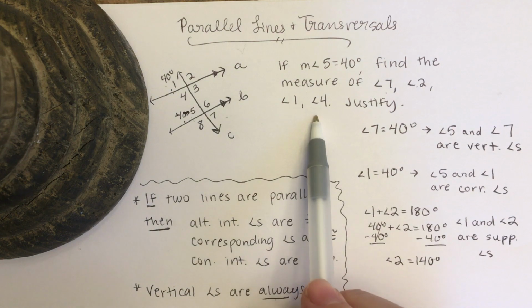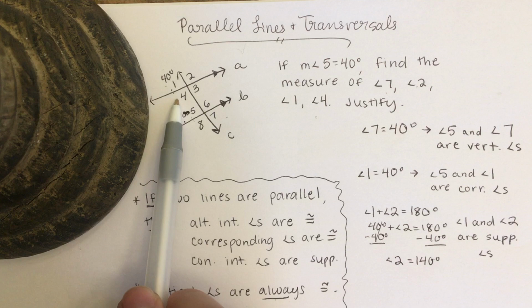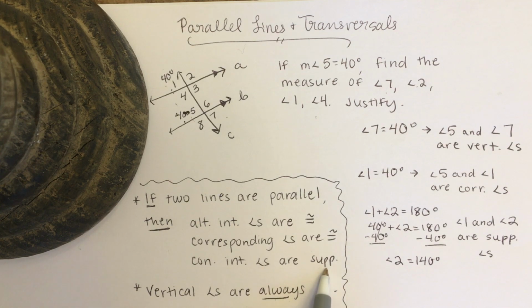And then we've got one more to go. We've got angle 4. So again, angle 4 is right here. So angle 5 and angle 4 are consecutive interior angles. So I know that my consecutive interior angles will be supplementary since my lines are parallel. So again, the math is going to work out the same as up here. 4 and 5 are going to be supplementary. So I know that angle 4 is going to also be 140 degrees. And my justification for that is because angle 4 and angle 5 are consecutive interior angles.